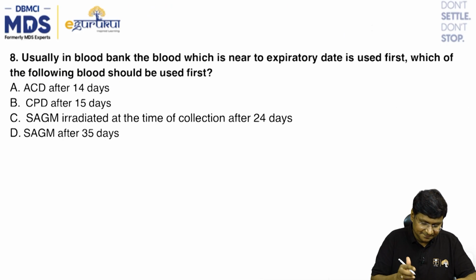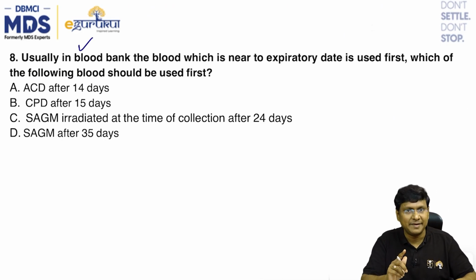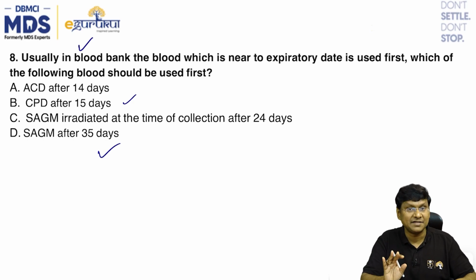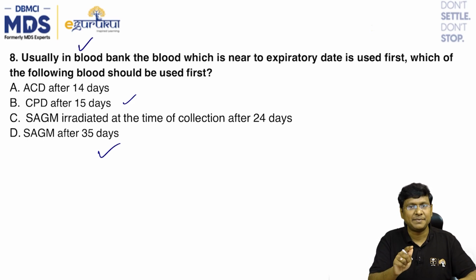All right, next question. Usually in the blood bank, the blood which is near to the expiry date is used first. Which of the following blood should be used first? ACD after 14 days, CPD after 15 days, SAGM irradiated at the time of collection after 24 days, SAGM after 35 days. So in blood banking, different anticoagulants and additives are used to preserve the blood and extend its shelf life. The selection of the blood for transfusion depends on various factors, including the type of additive solution used and any additional processing such as irradiation.